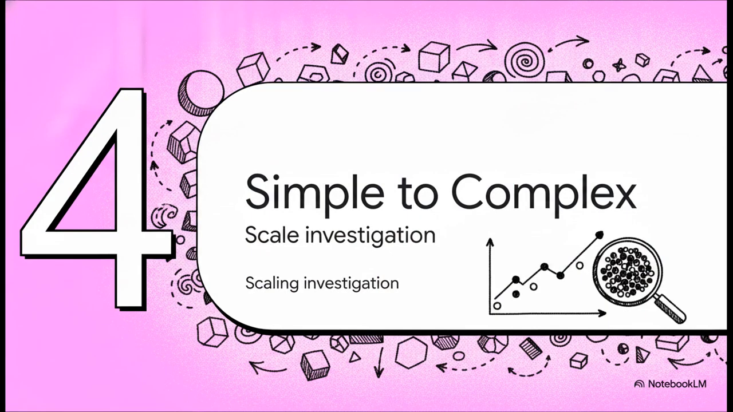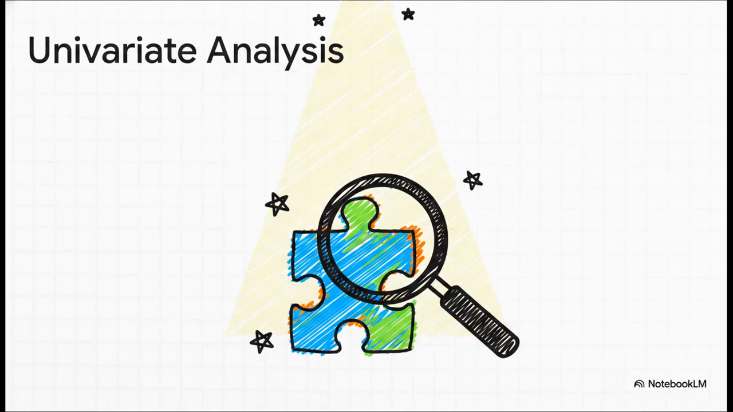And that brings us to phase 4, simple to complex variables. This is all about scaling your investigation. The simplest form of investigation you can do is univariate analysis. Uni literally meaning one. You are effectively isolating and studying just one single variable at a time. You're looking at its frequency distribution, central tendency, and dispersion. For instance, if you strictly want to analyze the age of your buyers and absolutely nothing else, you're doing univariate analysis to summarize that one specific slice of the pie.